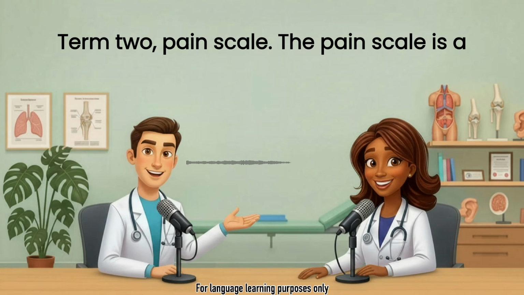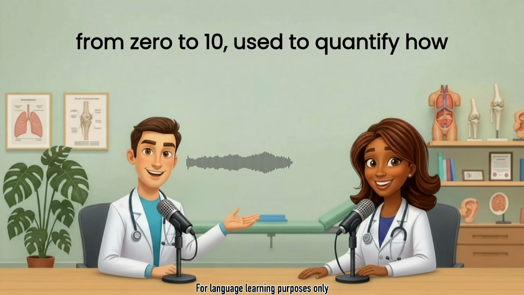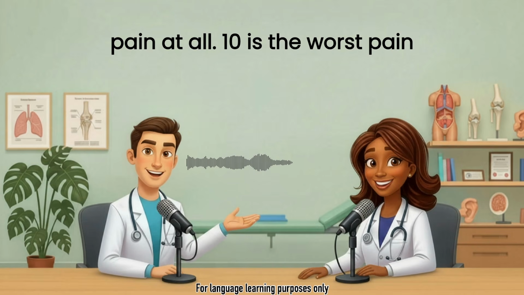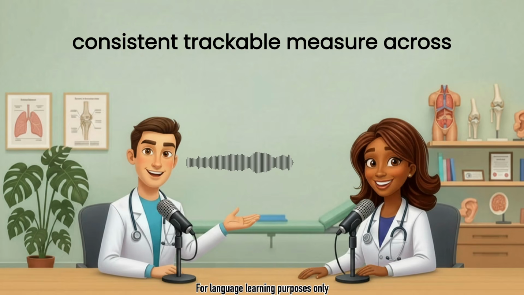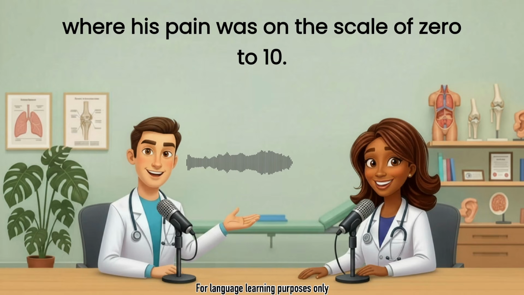Term 2. Pain scale. The pain scale is a standardized tool, typically ranging from 0 to 10, used to quantify how intense a patient's pain is. 0 means no pain at all. 10 is the worst pain imaginable. It gives the clinician a consistent, trackable measure across appointments. Example. Dr. Bennett asked where his pain was on the scale of 0 to 10.